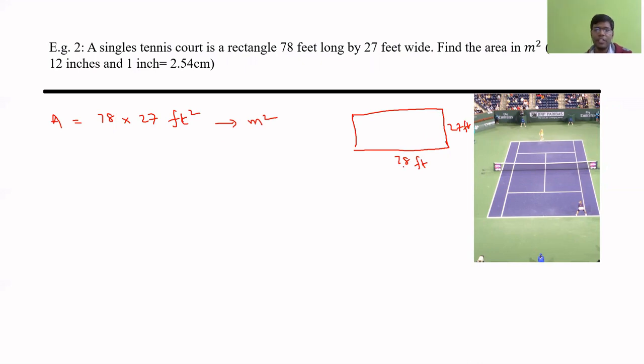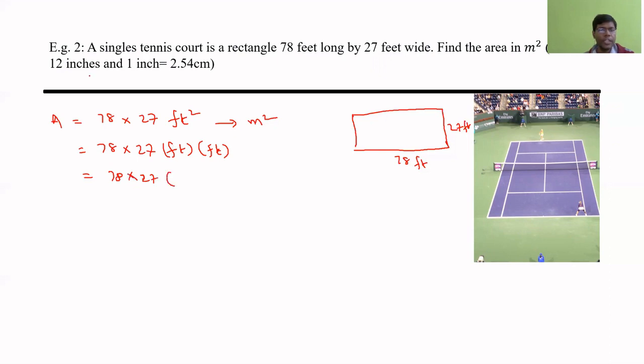Or otherwise, as I mentioned, here itself, you can convert 78 feet into so many meters, and then you can multiply and get in meter square. Either is fine. So I'm doing it this way. I'm getting 78 multiplied with 27 feet square, which has to be converted into meter square. So let me rewrite it as 78 multiplied with 27 feet multiplied with feet.